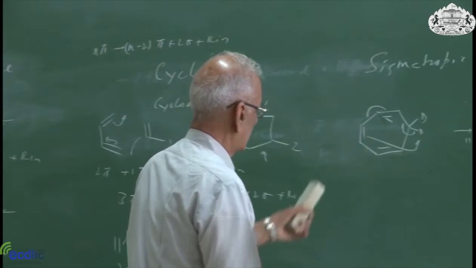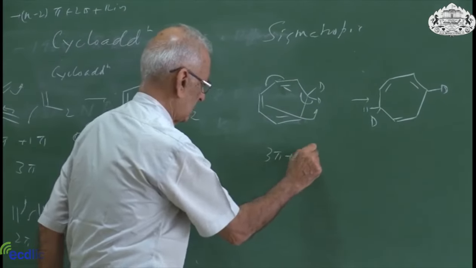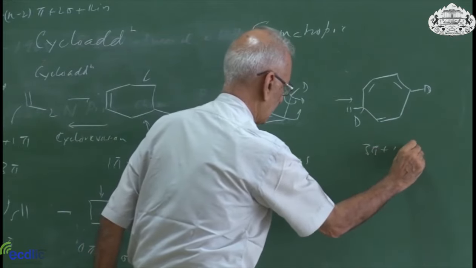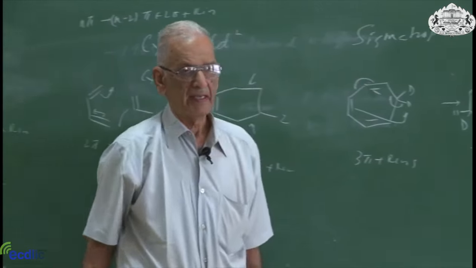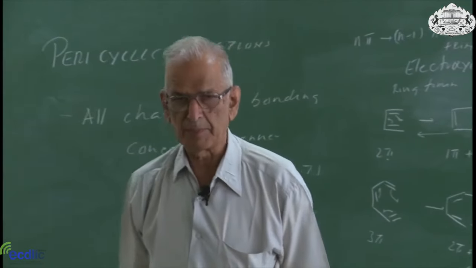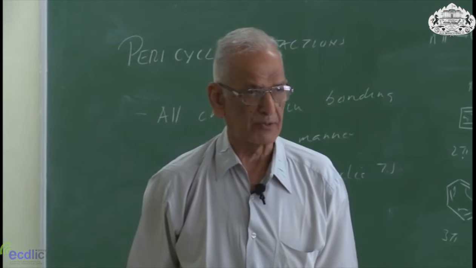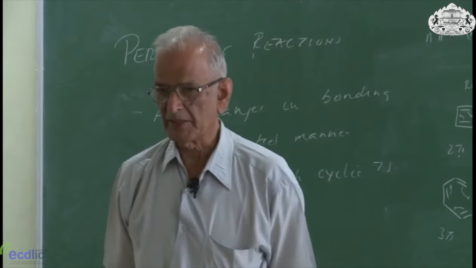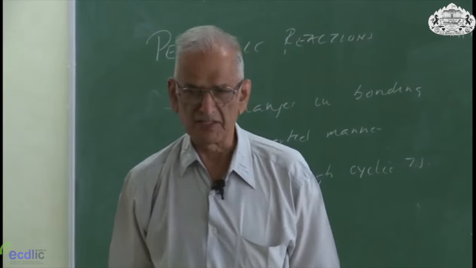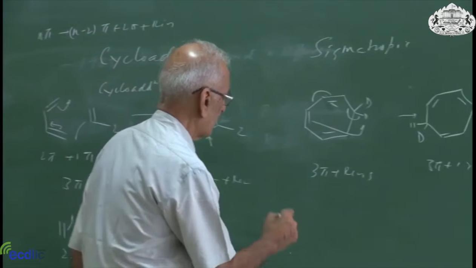If it doesn't involve a cyclic transition state, it is not going to be a pericyclic reaction. So, number of double bonds: 3 pi, 1 ring, 3 pi, 1 ring. In an electrocyclic reaction, you go from n pi to n minus 1 pi. In a cycloaddition, you go from n pi to n minus 2 pi. In a sigmatropic reaction, there is no change in the number of double bonds and no change in the number of rings. Here is another example of a sigmatropic reaction.